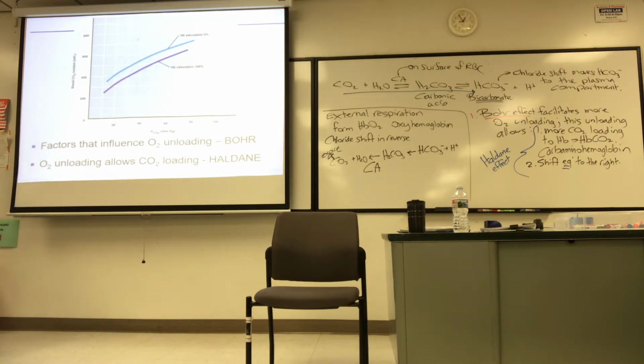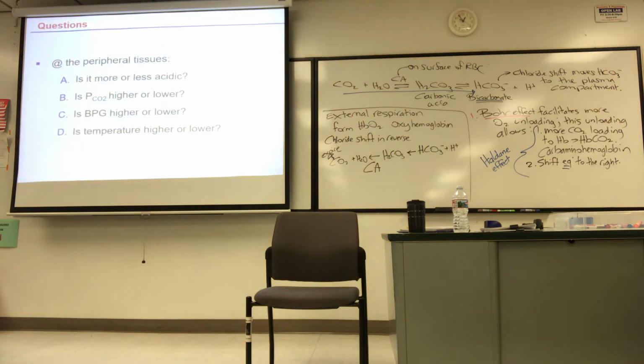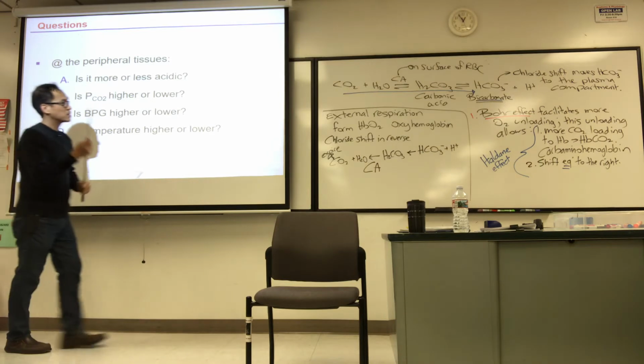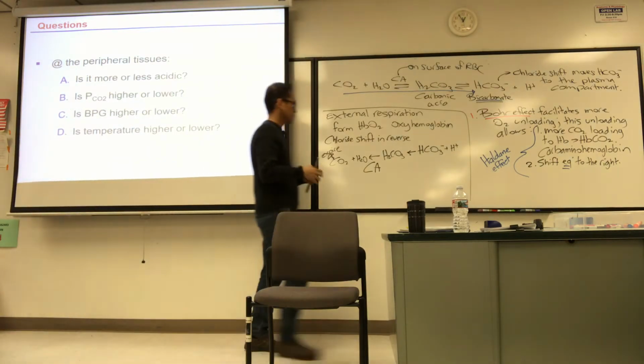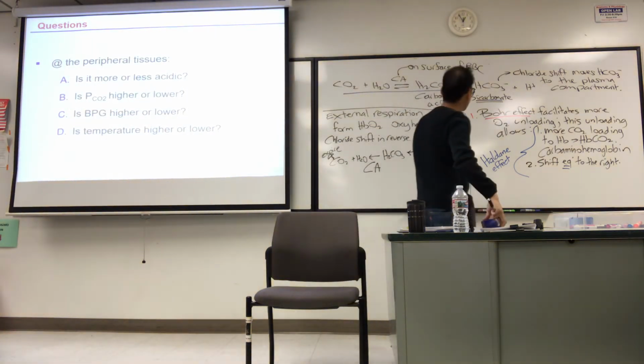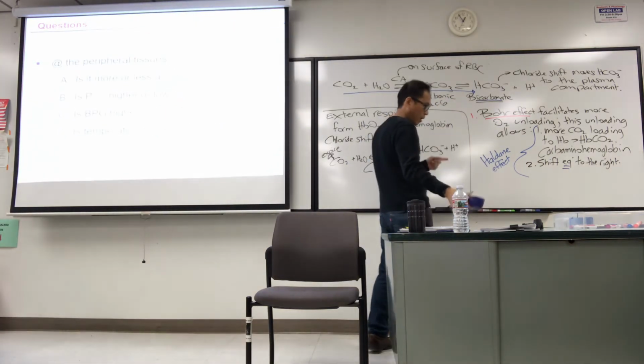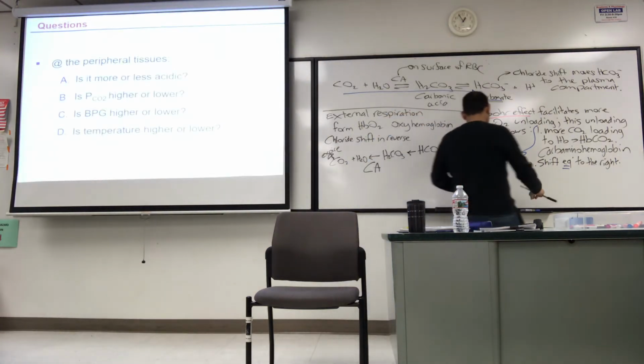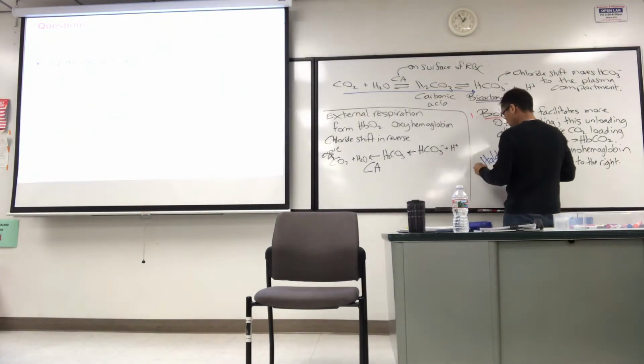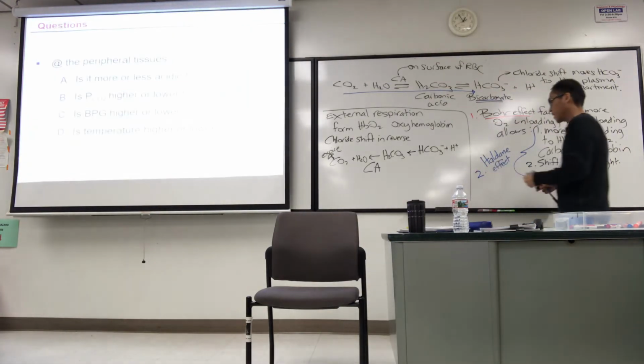But what happens first? Bohr. And as a result of that, Haldane. So to review that concept, let's start with these parameters that shifted the equation. In your notes, before I erase this, put a number 1 next to Bohr, and a number 2 next to Haldane, because that happens as a result of Bohr.